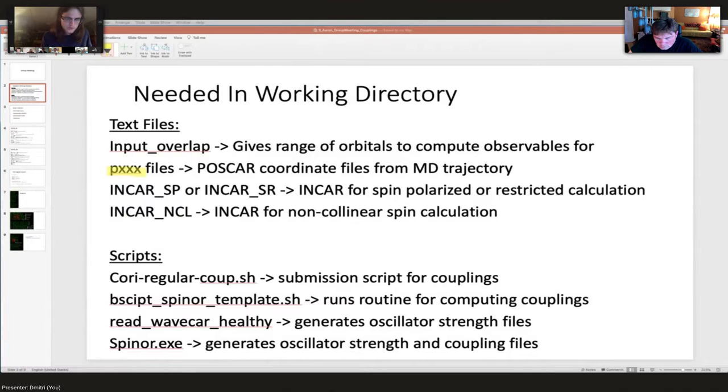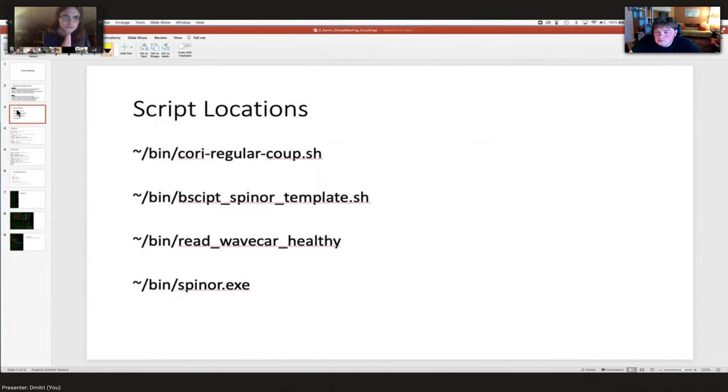And then there are four basic scripts that you need. There's a query script, which is just the submission into the queue. There's a script which gives the instructions to generate the couplings: read WAVECAR, compute some oscillator strength files, and then a spinor.exe, which computes the oscillator strengths and couplings. And so I guess we can go to the next slide. Then these are just the locations for the scripts that I'll be going over. And they're all in the bin on NERSC, is where this bin location is. Next slide.